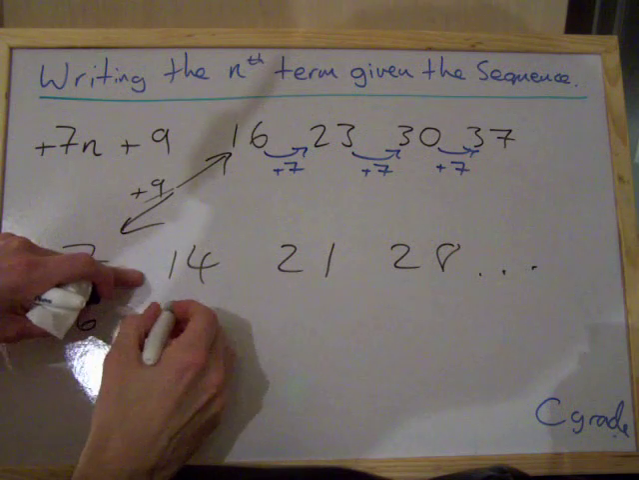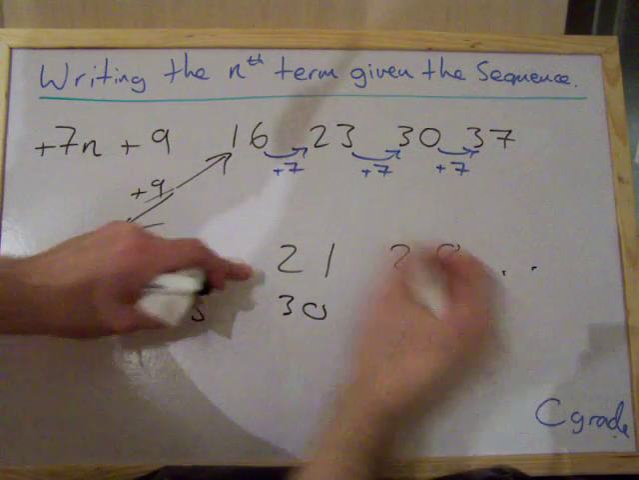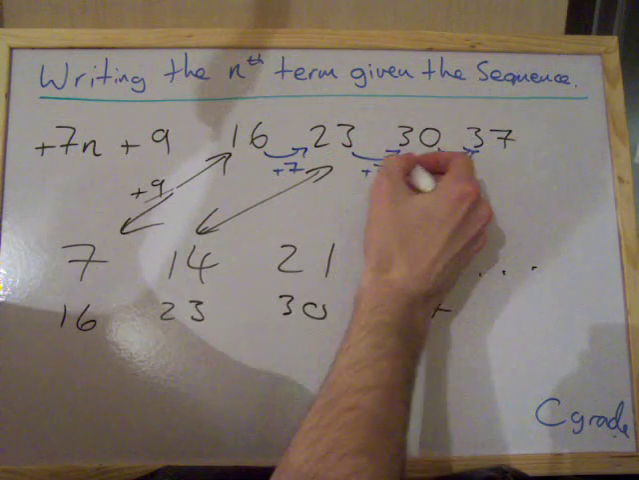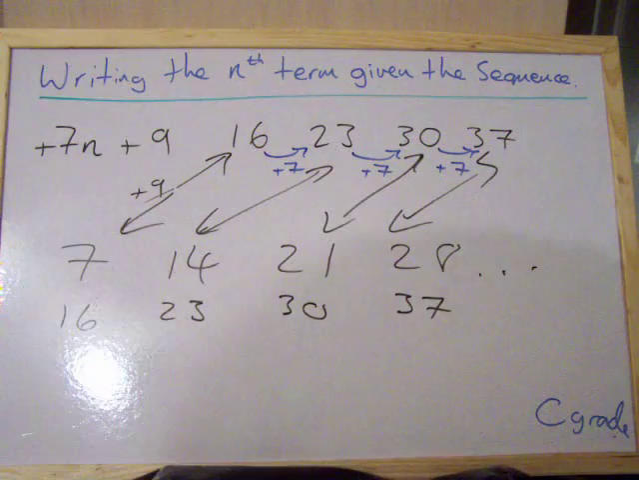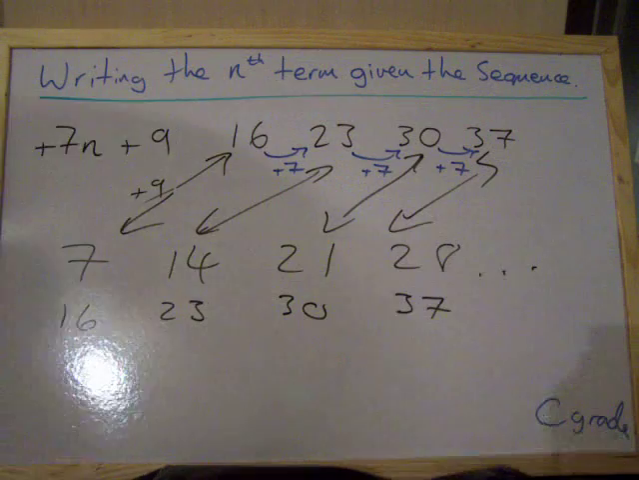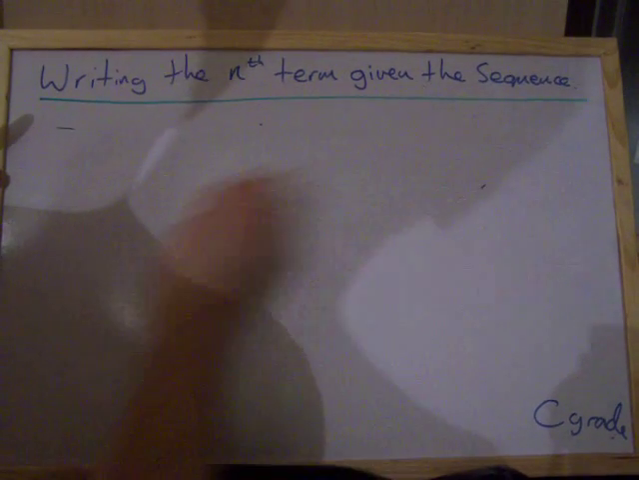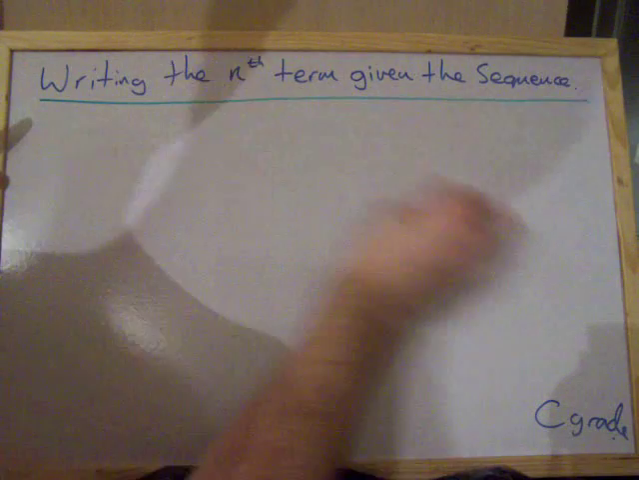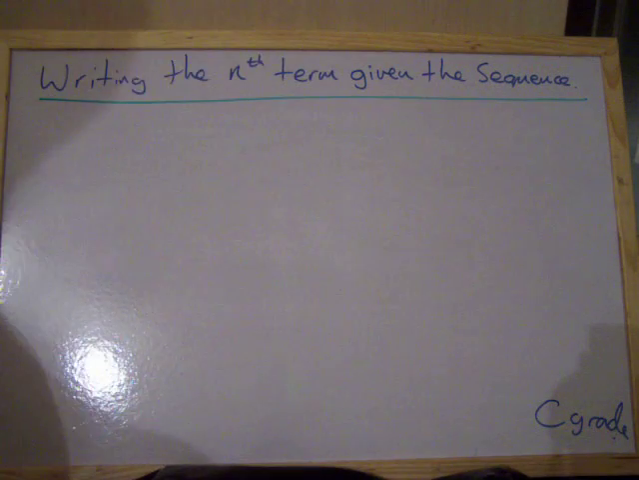So that's going to become 16, that's going to become 23, that's going to become 30, and that's going to become 37. And then they all correspond with the proper numbers. Okay, if you like, that's the explanation of how it works. We'll do a couple of examples now. Again, pause the video when I start the example if you fancy having a go, or if you're looking at it for the second time.